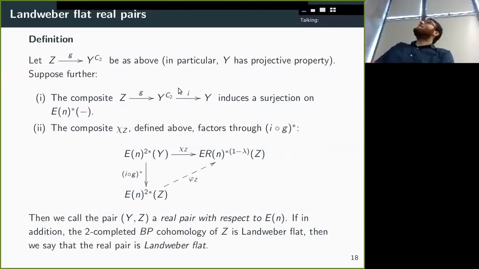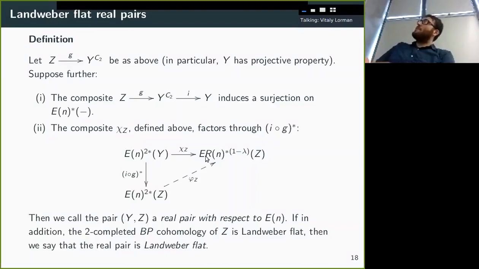Okay, so now I'm ready to define a Landweber flat real pair. So these will be the spaces for which that theorem I stated at the beginning, that computation applies. So assuming everything as before, we have a space with projective property and our space Z maps into the fixed points of that space. Let's assume further that this composite from Z to Y, so from BO to BU, induces a surjection in EN cohomology. So this isn't just an ordinary non-equivariant EN cohomology. We have a surjection from the EN cohomology of BU to the EN cohomology of BO.